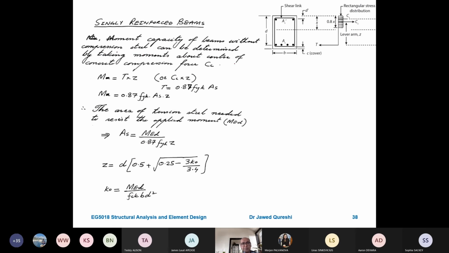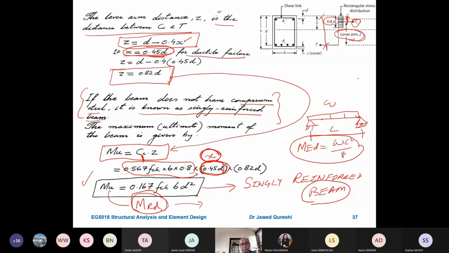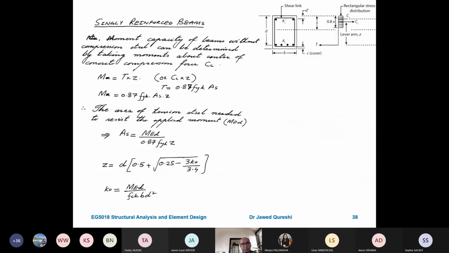For singly reinforced beams, the moment capacity of beams without compression steel can be determined by taking moments about the concrete compression. Again, MU can be determined as T times Z or C times Z. Earlier we found out C times Z, this MU, and now we are saying T times Z, where T is equal to 0.87 Fy times AS. We found out T a little bit earlier.